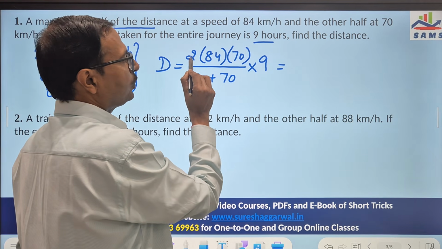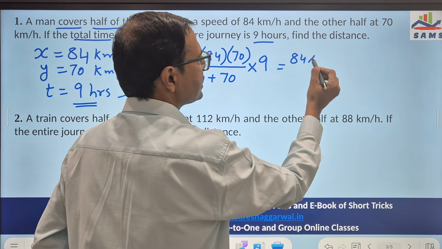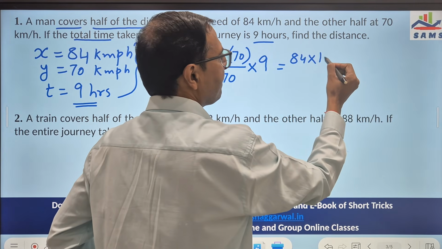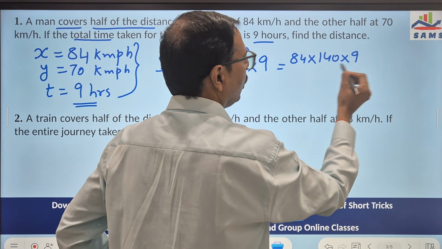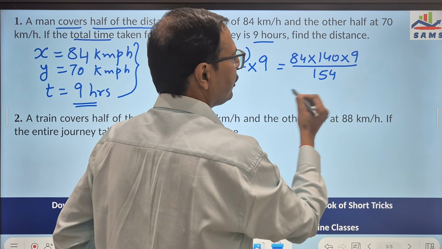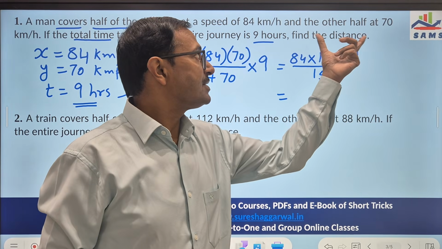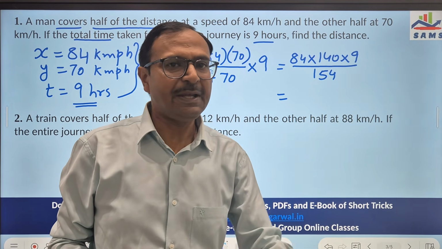So you can do like 2 times 84 or 2 times 70. So this is 84 times 70 into 2, 140 into 9 over 84 plus 70 is 154. Now you have to perform this one calculation and you will get your answer in, this is distance, right? So answer will be in kilometers.